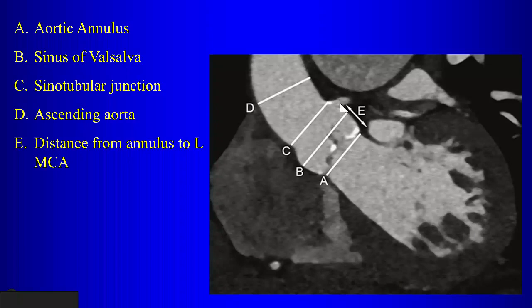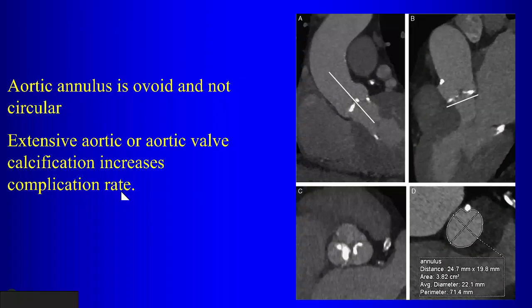the distance from the annulus to the left main coronary artery. That's very important because if this is too low, right, then you can wind up obstructing it with the TAVR. So you have to make sure that there's enough distance between the origin of the left main and where the valve is going to be placed. So these are all important measurements that are taken preoperatively with CT. So that's why these cardiac CTs are done for these patients preoperatively for all these measurements.